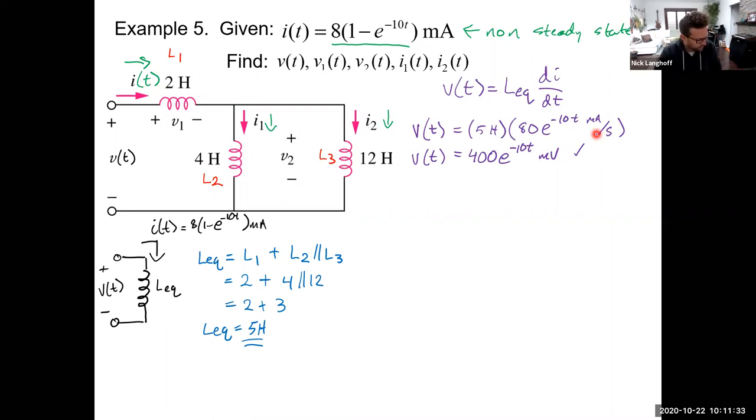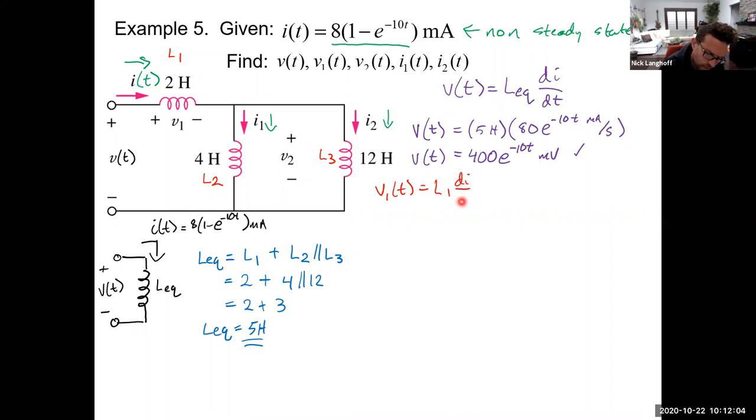Now that we have V of t, we could actually go and find V1 of t. I don't think we even needed that to find V1 of t. Actually, let's go ahead and look in there. V1 of t is equal to L1 times di dt.